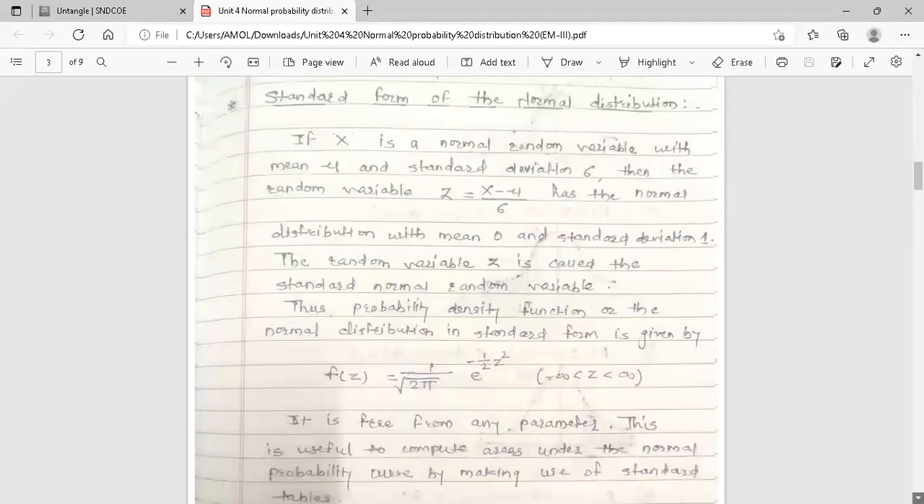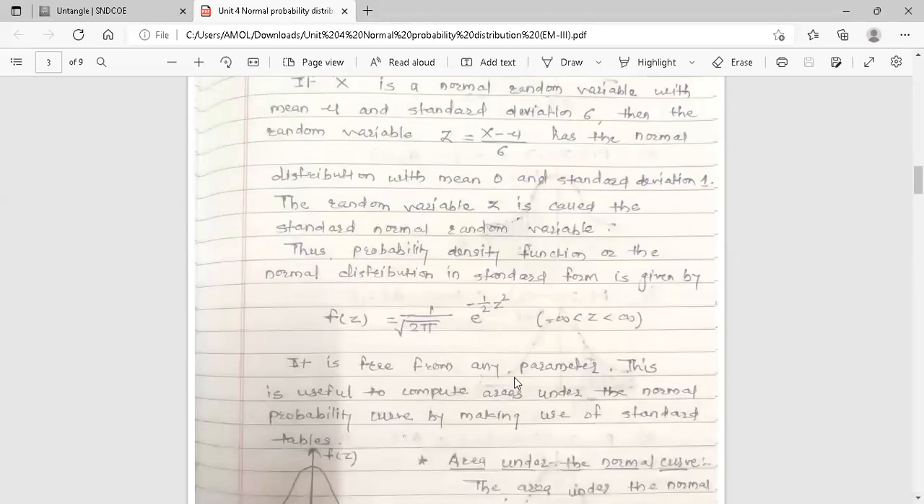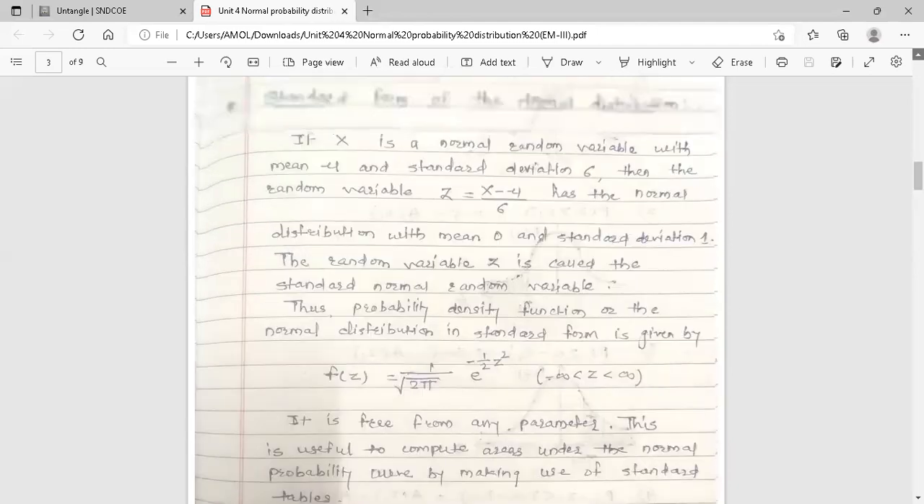Thus, the probability density function of the normal distribution in standard form is given by f of z is equal to, now we have converted x in terms of z. So your function is now f of z, not f of x. In place of f of x, now it is f of z is equal to 1 upon under root 2 pi. Why is it like this?